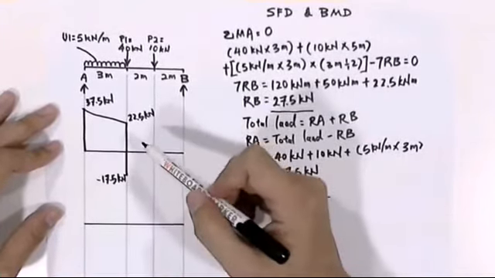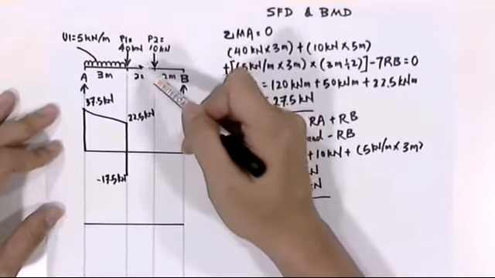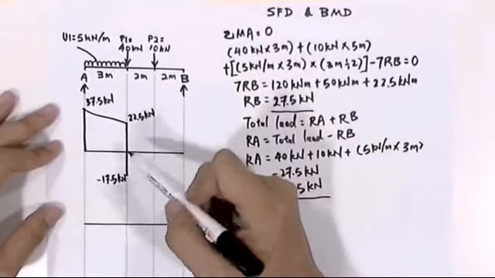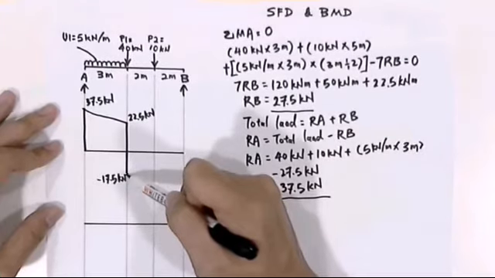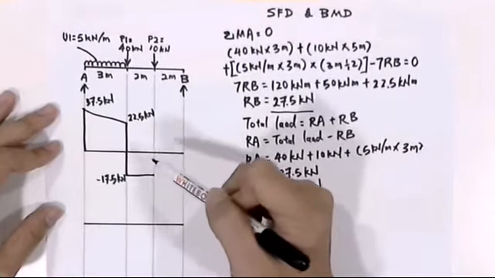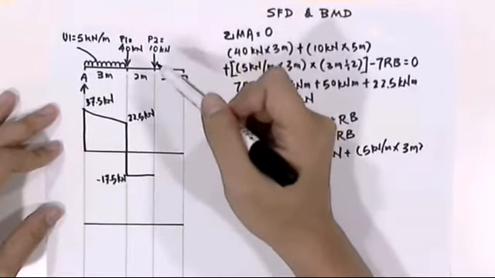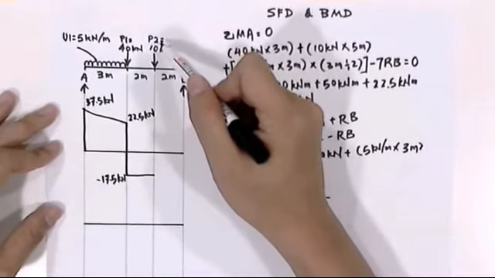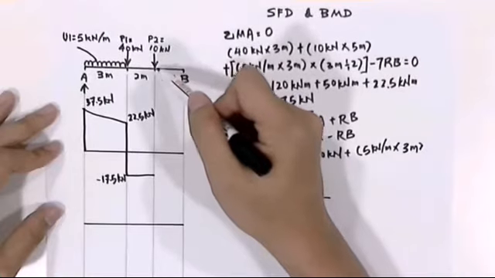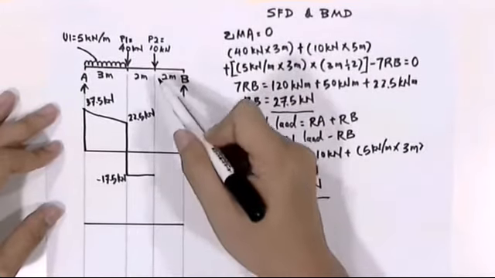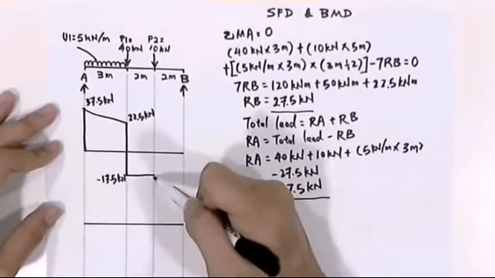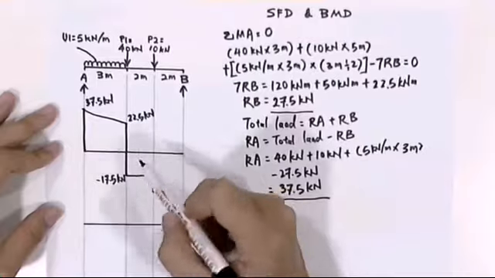kilonewton. When we look at this span, there's no force on this 2 meter span, therefore the shear force will stay the same. So we draw one straight line until we reach the third point. At this point, we have point load 2, a 10 kilonewton acting here. Therefore we'll have to deduct 10 kilonewton out of negative 17.5 kilonewton.